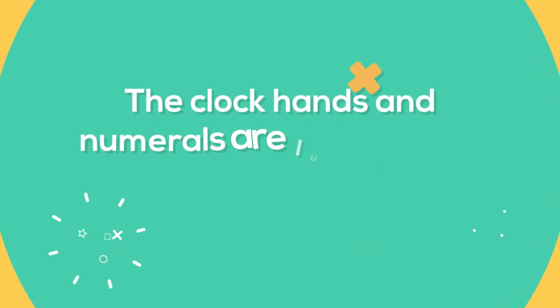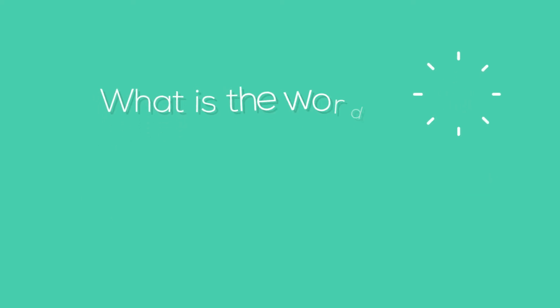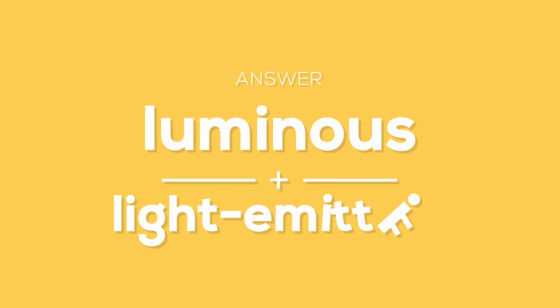Let's go to the second sentence. The clock hands and numerals are luminous or light emitting, for they glow even in dark displays. Now, what is the word in the sentence that is synonymous to light emitting? You got it right! Luminous is the same as light emitting.